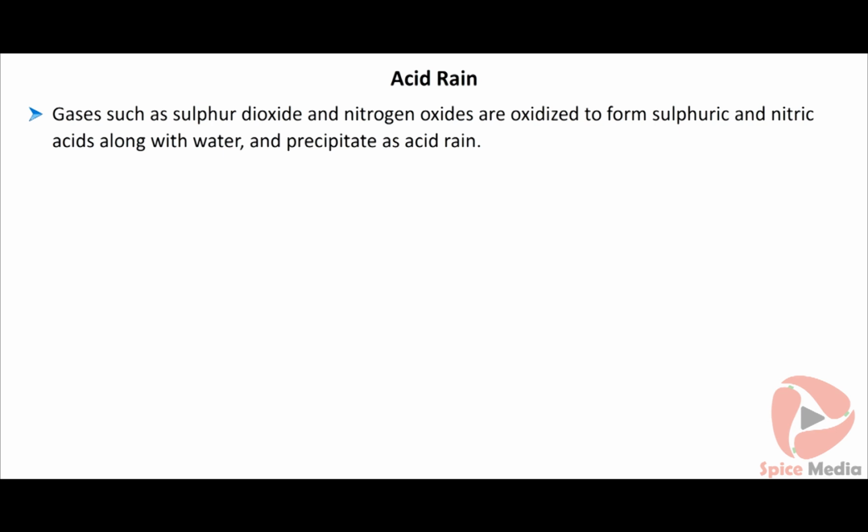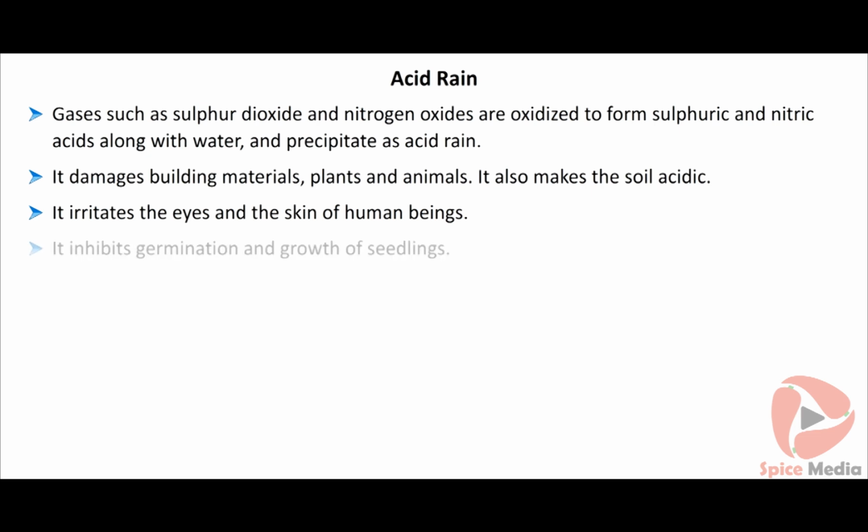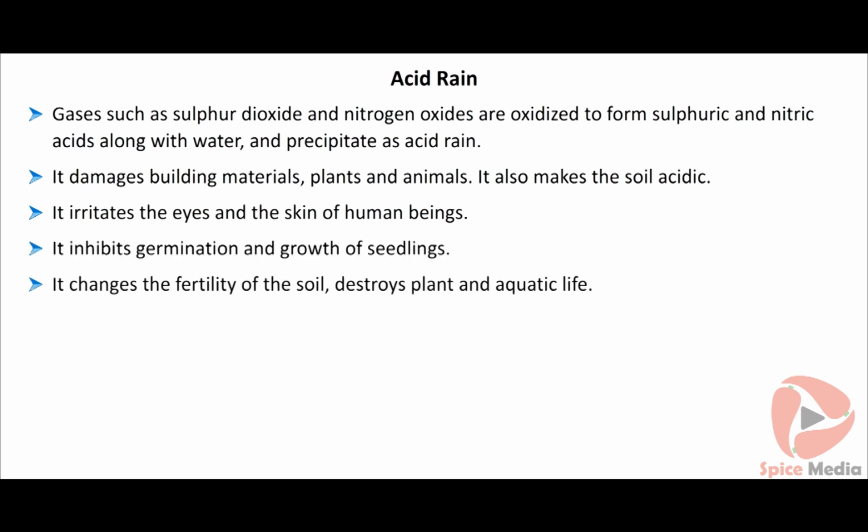Gases such as sulfur dioxide and nitrogen oxides are oxidized to form sulfuric and nitric acids along with water and precipitate as acid rain. It damages building materials, plants, and animals. It also makes the soil acidic. It irritates the eyes and the skin of human beings. It inhibits germination and growth of seedlings. It changes the fertility of the soil, and destroys plant and aquatic life.